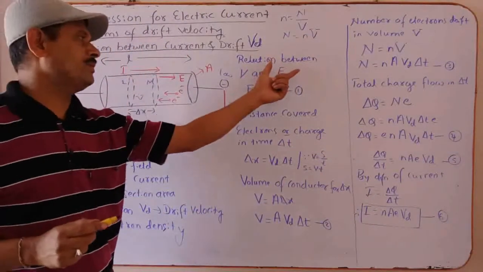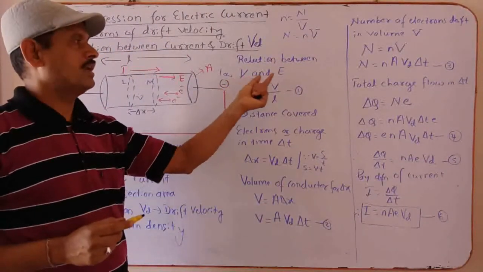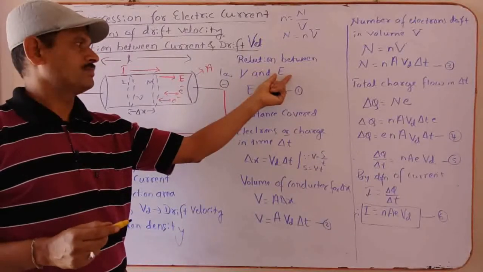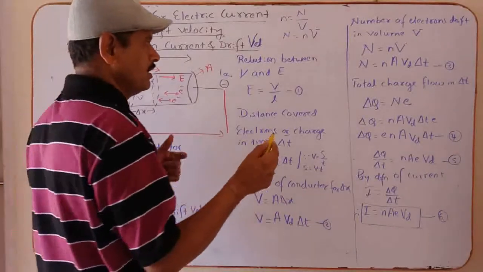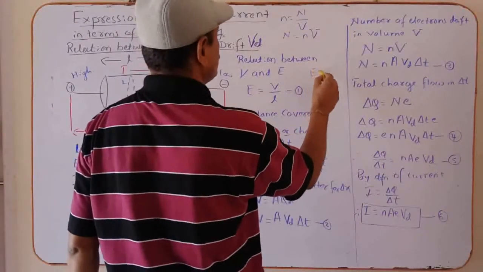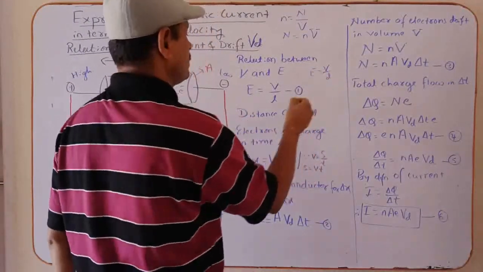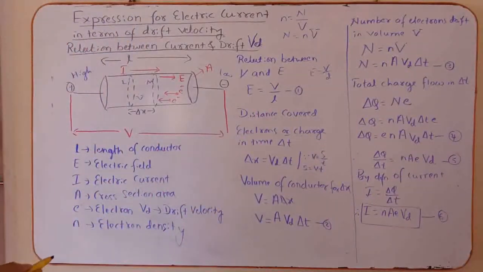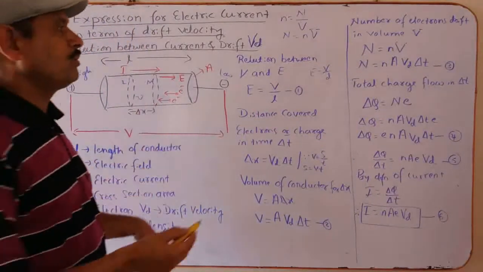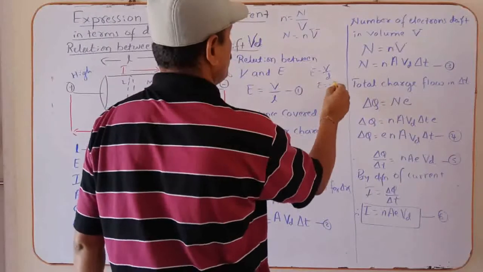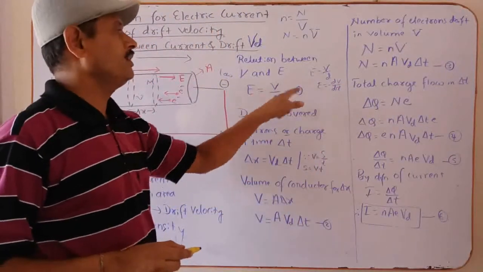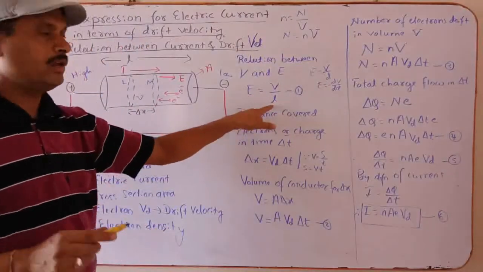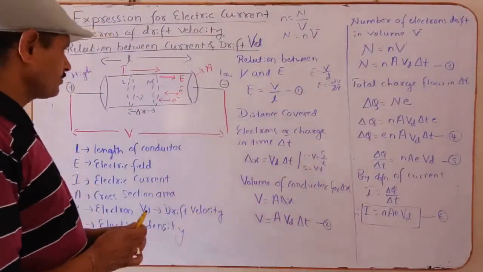Now the relation between potential difference and the electric field is E equals V by L. In the previous chapter, E equals V divided by d; instead of d you take the length. Or one more point: E is equal to minus dV upon dx. Instead of dV you take V, instead of dx you take L; it is only magnitude.